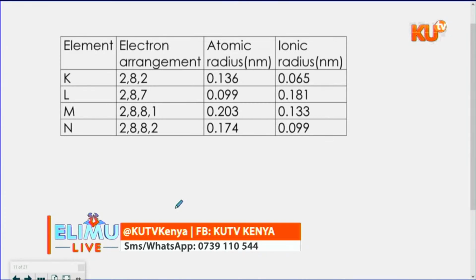And K is in which group? K is in group 2 because it has 2 electrons in the outermost shell. And K is in period 3 because it has 3 energy shells.